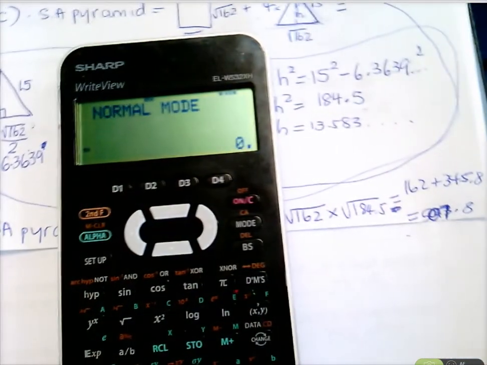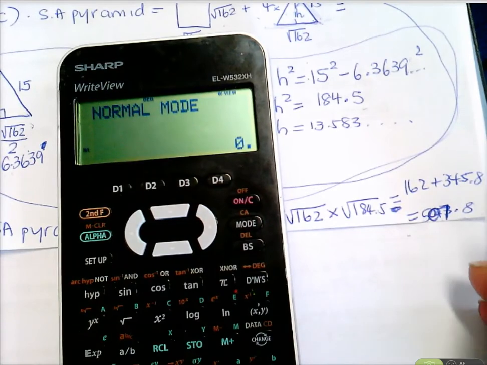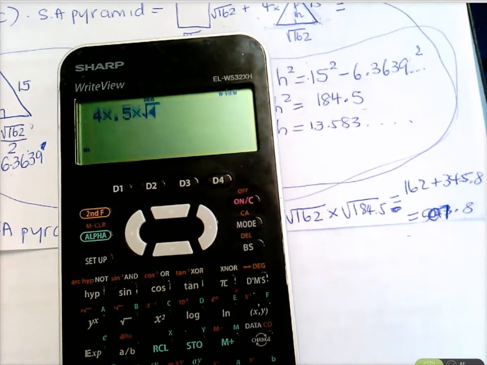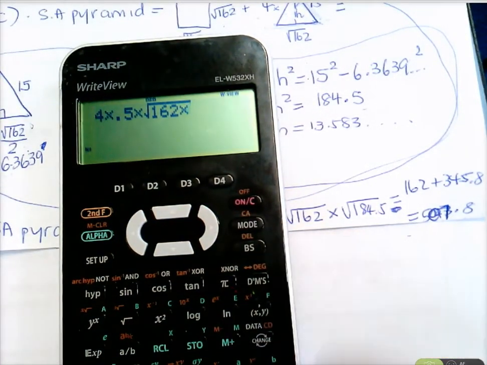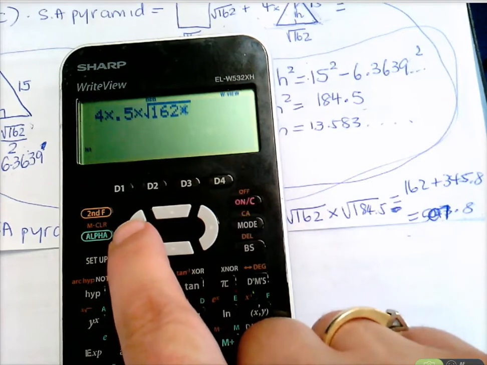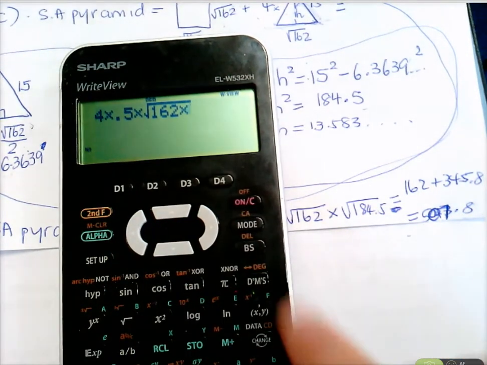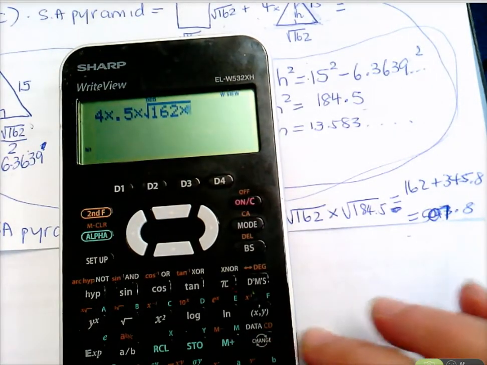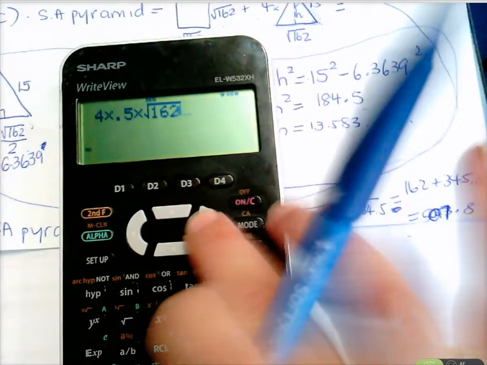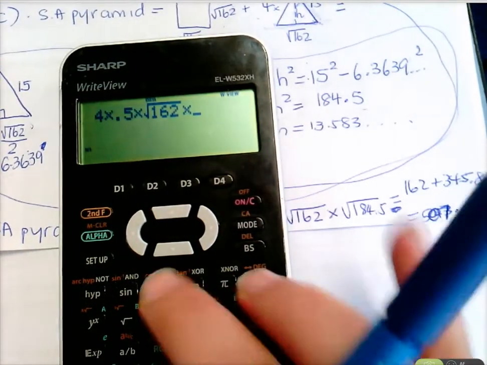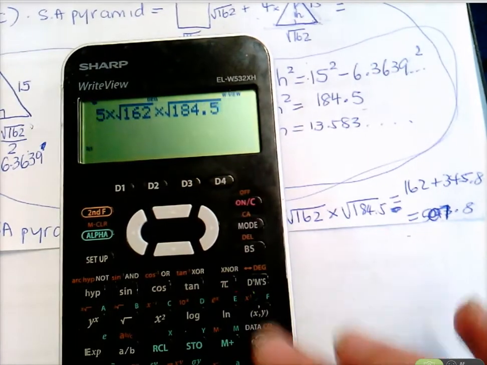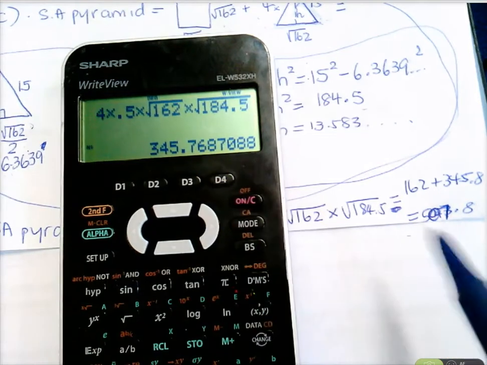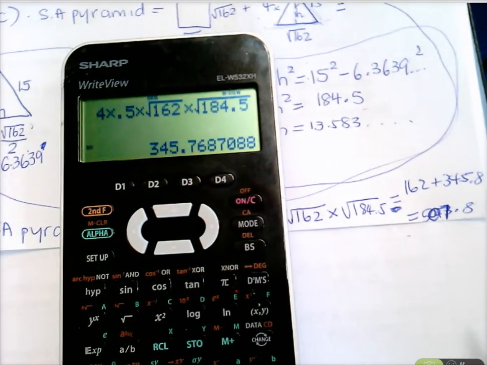4 times a half times square root of 162. See, wait, go back. I hate the new calculator. Where's delete? So, yeah. Times square root of 184.5 equals 345.76. 0.76 rounds to 0.8.